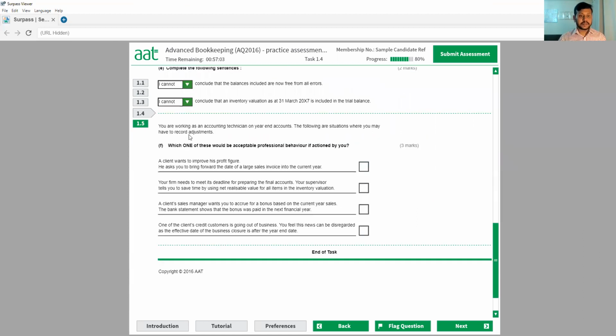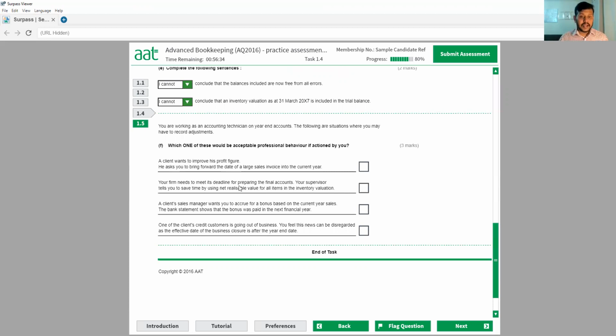Okay, let's read the next one. You are working as an accounting technician on year-end accounts. The following are the situations where you may have to record an adjustment. So when do you need to make the year-end adjustment? A client wants to improve the profit figure. No, if the client says, I need to show some more profit because I would like to get a loan, we cannot do it. It will be unethical.